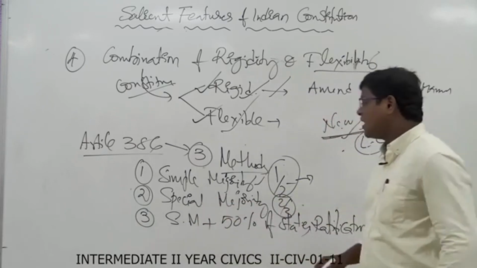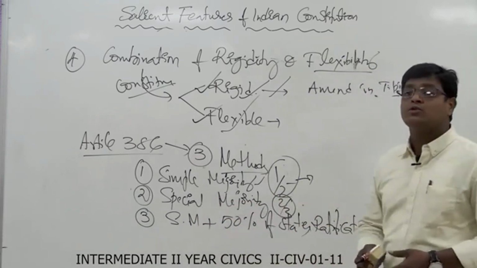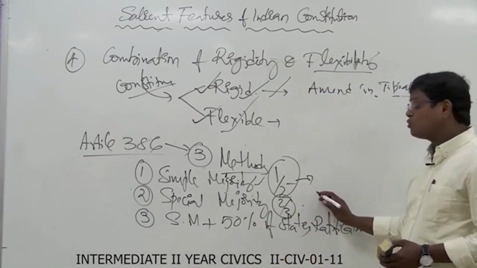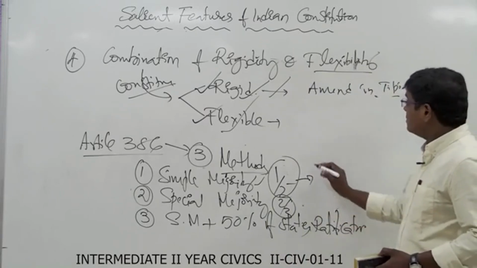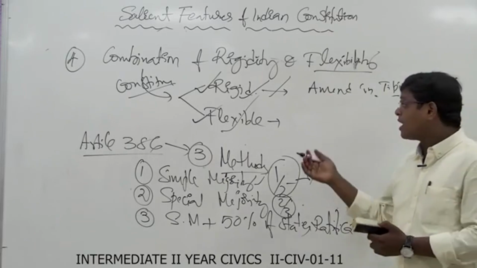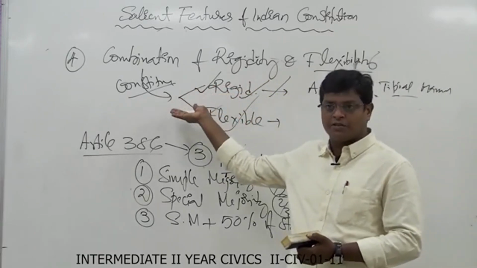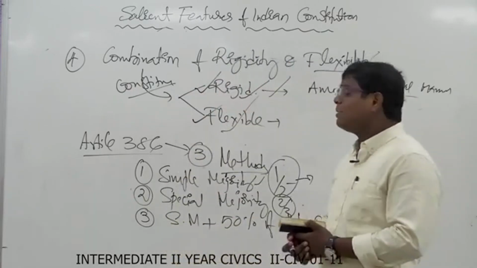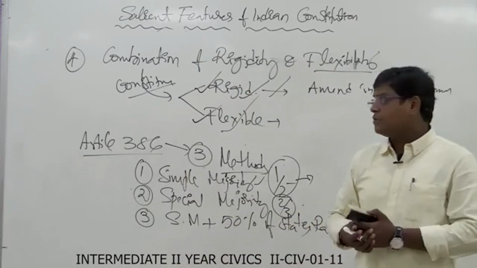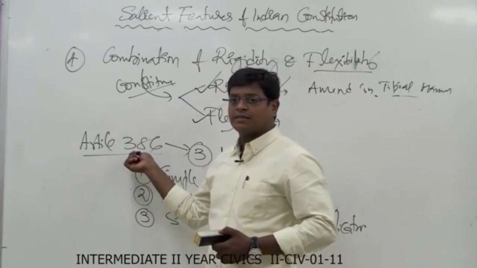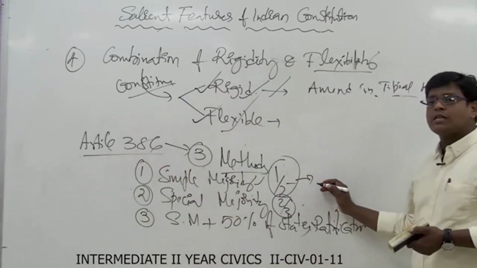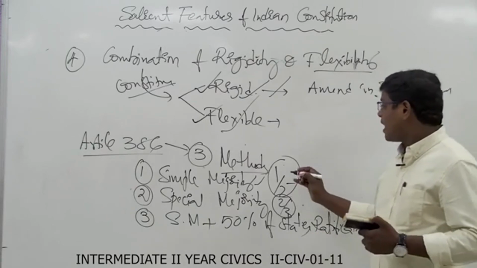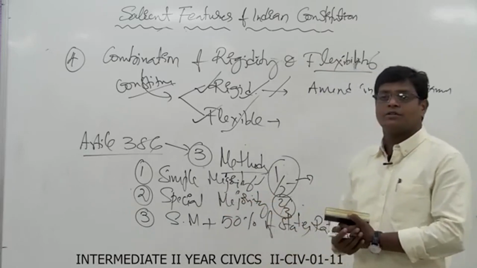And what about the special majority? Special majority requires a two-third majority in both houses individually. There are two houses, bicameralism. Parliament alone enjoys the power to amend the Constitution. The Parliament of India enjoys the power to amend the Constitution of India under Article 368. Both houses in Parliament, the upper house and lower house, Rajya Sabha and Lok Sabha, have powers to amend the Constitution of India.